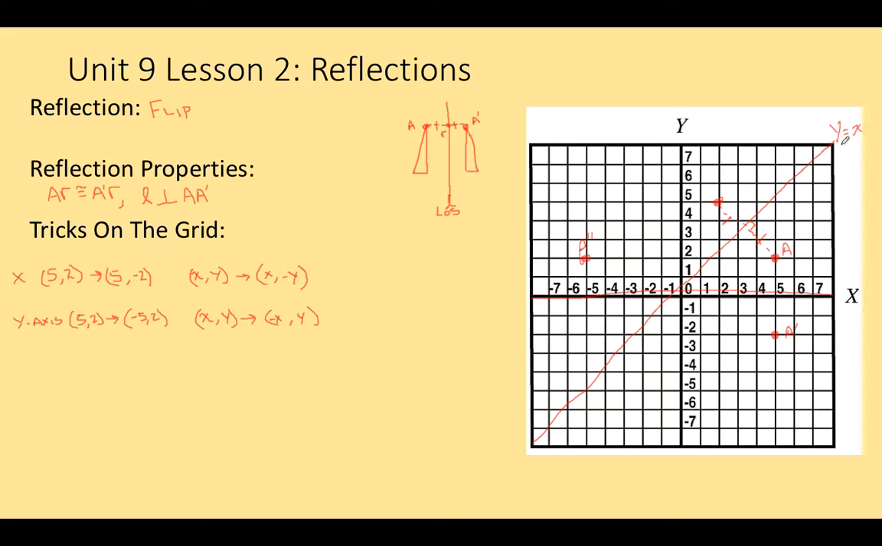So when I'm reflecting over the line y equals x, okay, well, 5, 2 turned into, well, 2, 5. And hopefully you can see the pattern here. In general, any regular point, x y, would turn into, well, the signs didn't change, but we just switched the numbers. 5, 2 becomes 2, 5. You just kind of flip them. So x y, whatever was in the y spot would go first, and whatever was in the x spot would go second. All right, so these are some tricks for you to use on the grid.